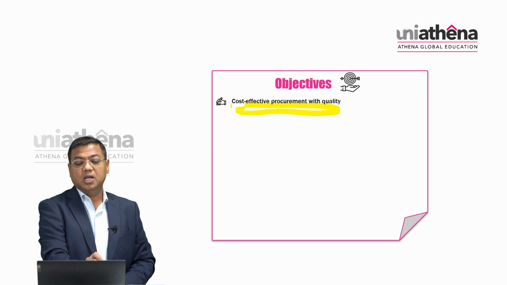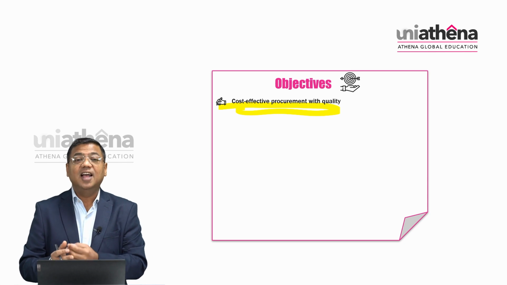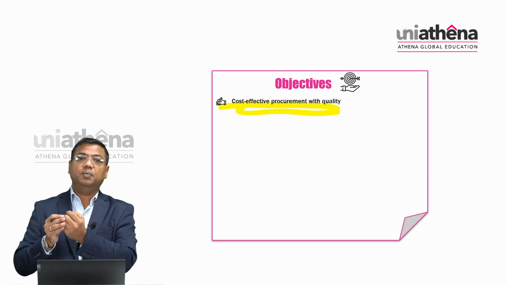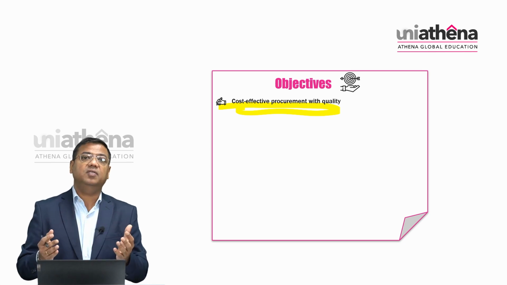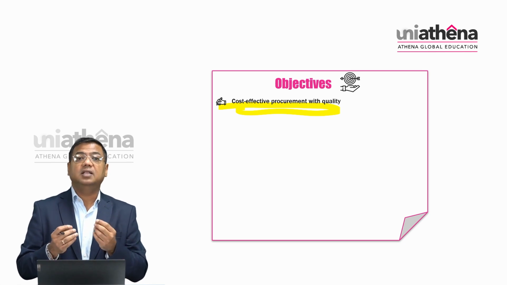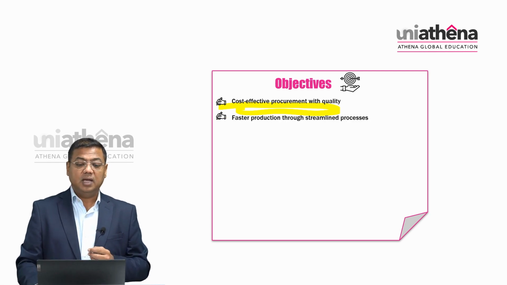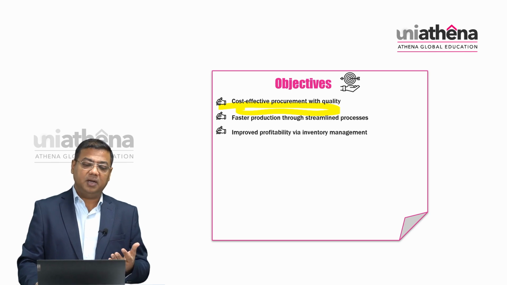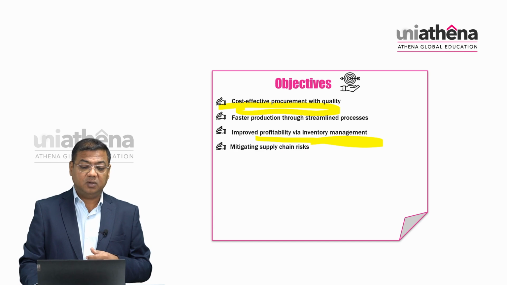Cost-effective procurement. As we said, it's not necessarily the lowest cost. It could be cost-effective procurement, looking at cost, quality, delivery, and any other variables that an organization feels it needs to take into consideration when buying goods. Faster production through streamlined processes to ensure that the goods reach the right place at the right time. Improved profitability via inventory management. That's one of the objectives.